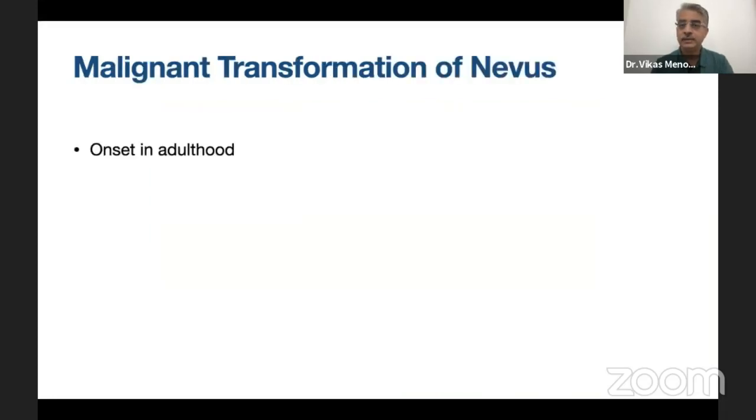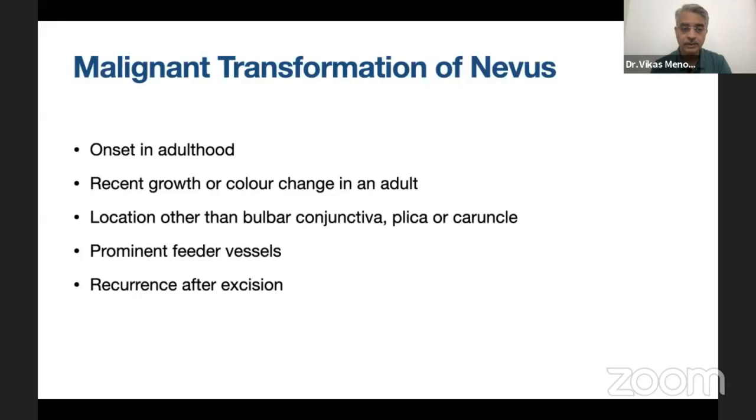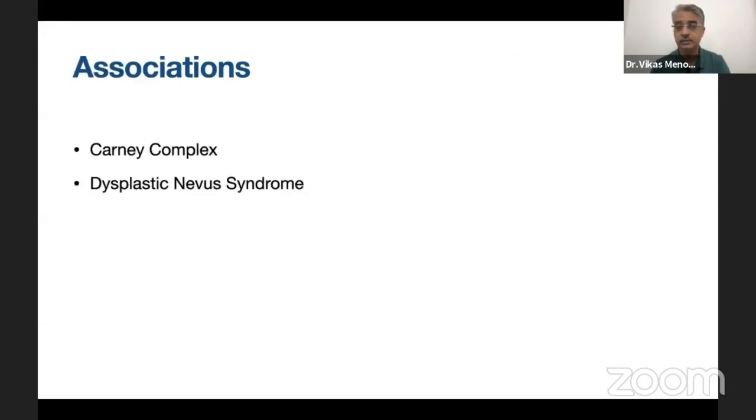Now, when do you suspect malignant transformation in a nevus? If the nevus onset occurs in adulthood, if there is a history of recent growth or color change happening in an adult who has had a nevus for all his life, if the location is other than the typical locations that I just mentioned, maybe it's in the fornices or on the tarsal conjunctiva, you see something like a pigmented patch, then you may suspect malignant transformation in those nevi more often. If they have very prominent feeder vessels, much more prominent and deeper and bigger than what I just showed, or if you excise the nevus properly with clear margins and there is a recurrence after excision, then again you should suspect that there could be a possible malignant transformation of the nevus, and in all such cases you need to treat these cases.